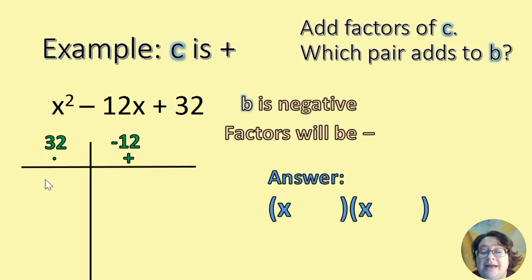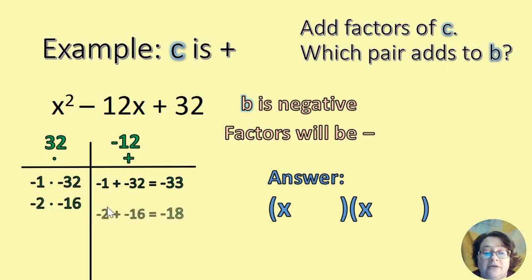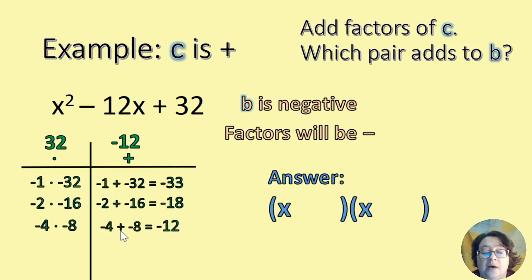32 divided by negative 1 is negative 32. Those add together to get negative 33. 32 divided by negative 2 is negative 16. Those add together to give me negative 18. 32 divided by negative 3, that's a decimal, skip it. 32 divided by negative 4 gives me negative 8. And those two numbers add together to give me negative 12. That's the one I'm looking for.